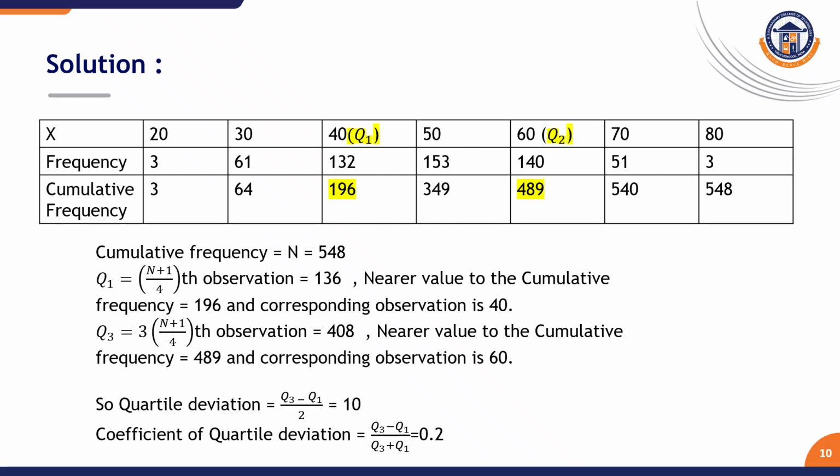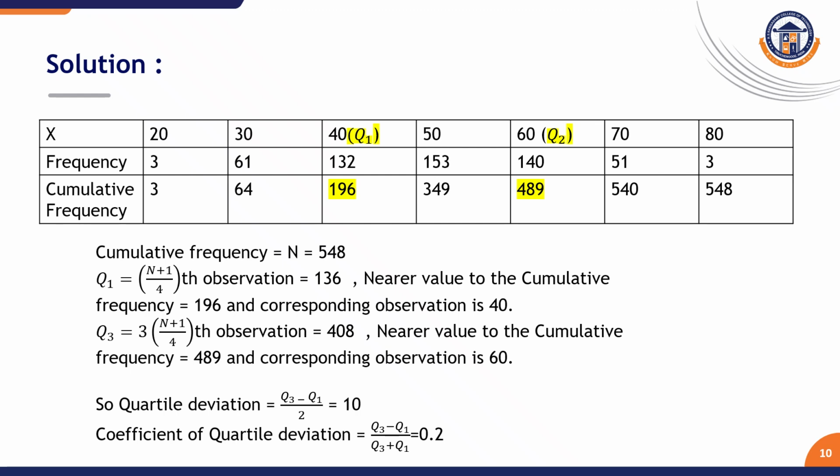Now let us check what is the Q1 value. Q1 equals (n plus 1) by 4th observation. Now the total frequency is 548. 548 plus 1 divided by 4 gives 136. Now in the cumulative frequency, the value nearest to 136 is 196, and the corresponding observation is 40. So Q1 equals 40.